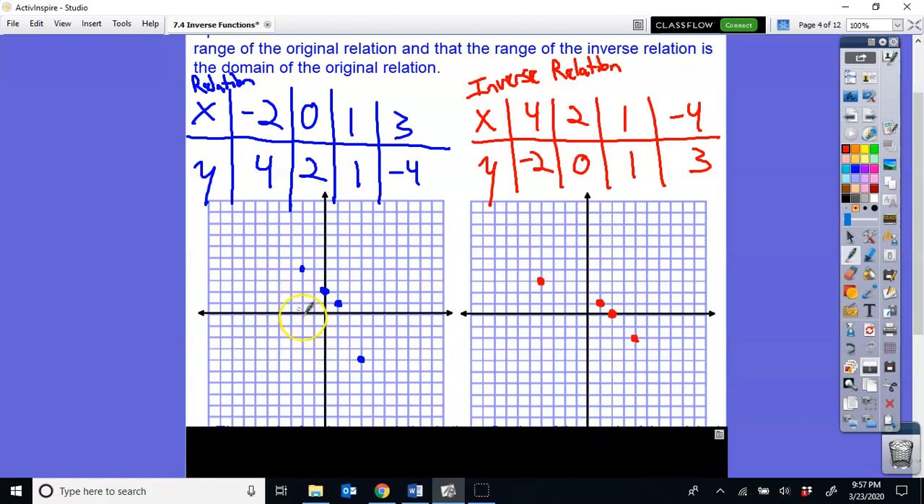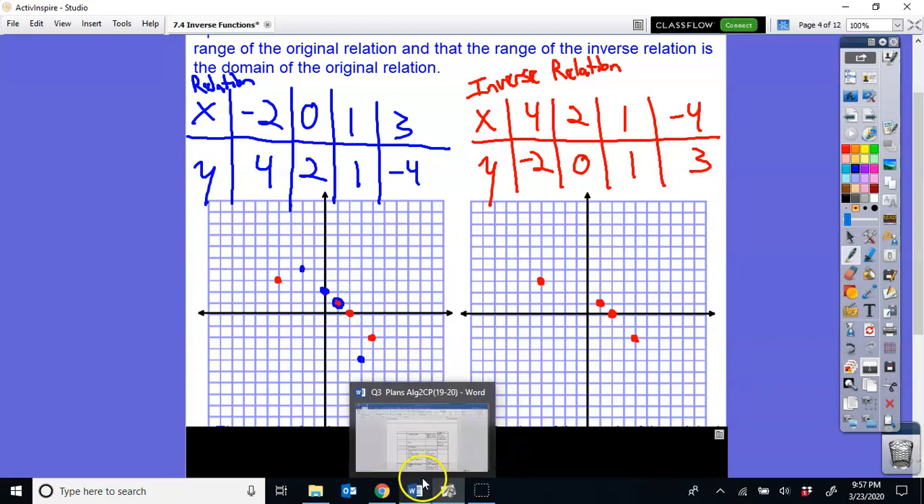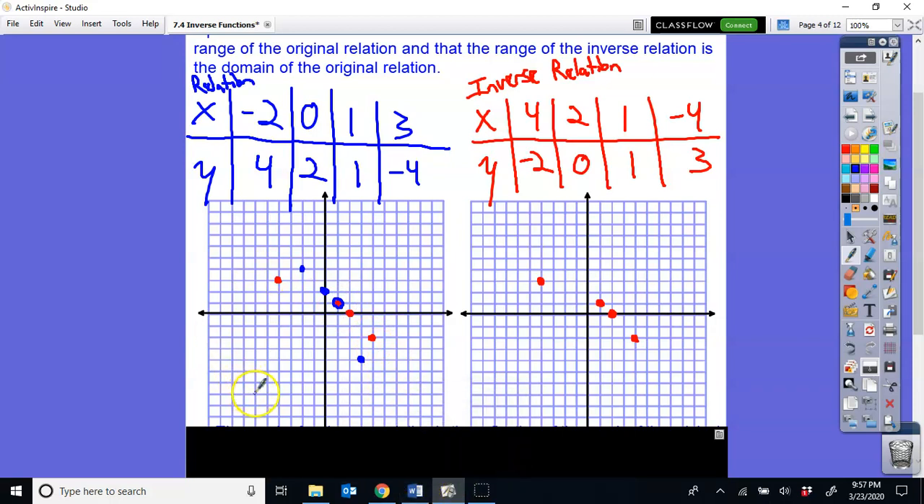So let me put them on the same graph together. -4, 3. 1, 1. 2, 0. And then 4, -2. Do you notice anything now? Let me put a little edge around the outside of this one so you realize it's a blue point too. There is a pattern that you should notice.